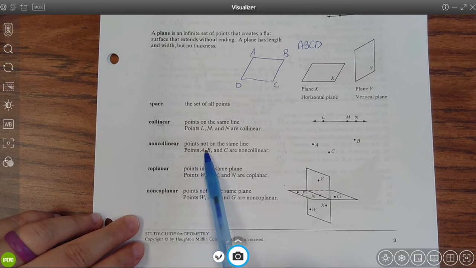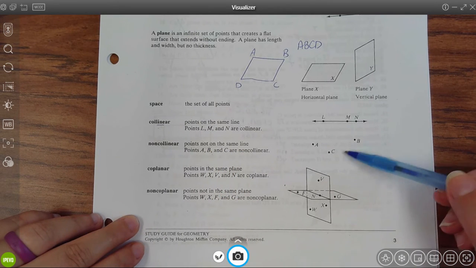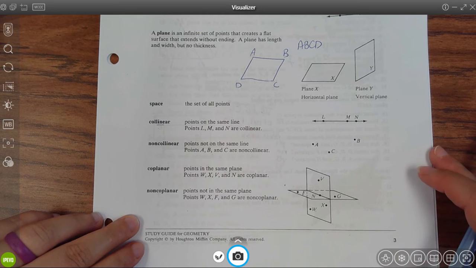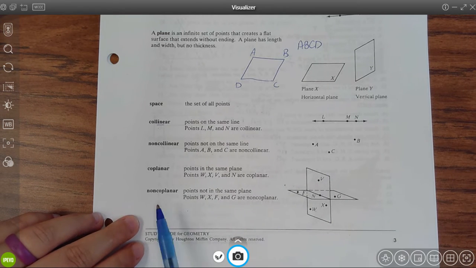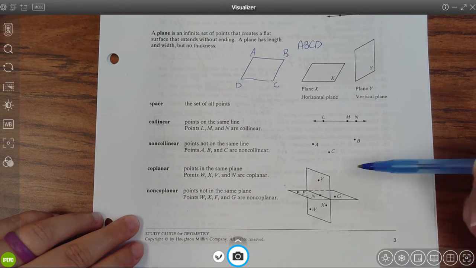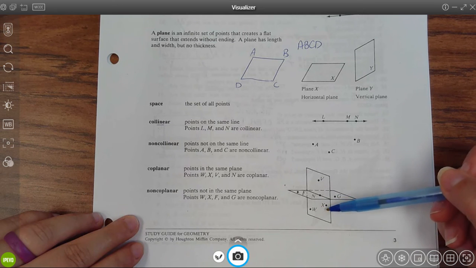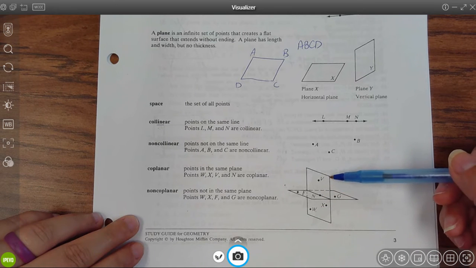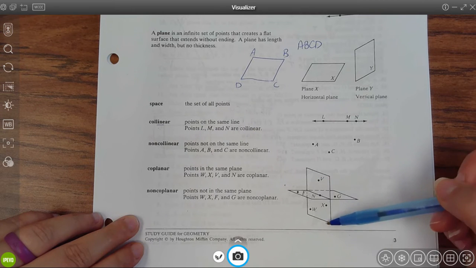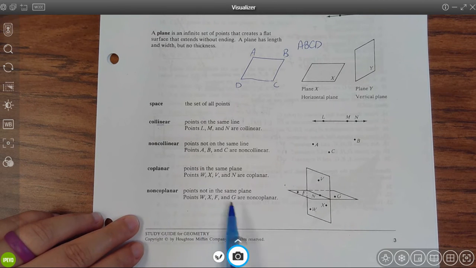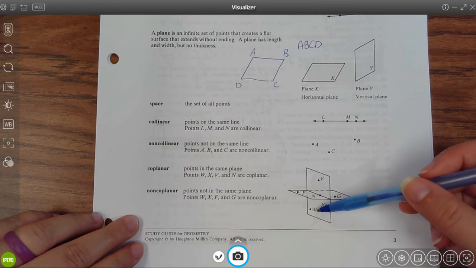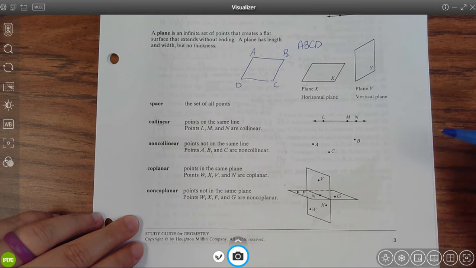Non-collinear is points that are not on the same line. Points A, B, and C, we cannot draw one straight line through all 3. Coplanar is when points are in the same plane. In this example, points W, X, V, and N are all coplanar because they're part of the vertical plane. Non-coplanar are points that are not in the same plane. Points W, X, F, and G are not coplanar. W and X are coplanar. F and G are coplanar, but we can't fit them all on the same plane.